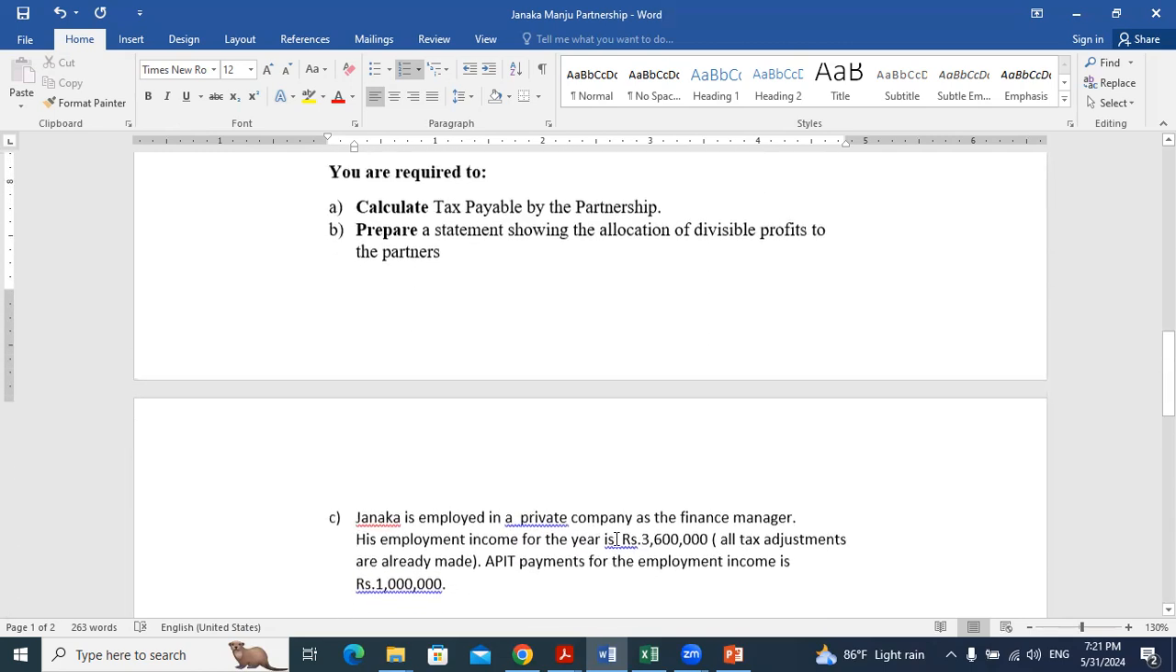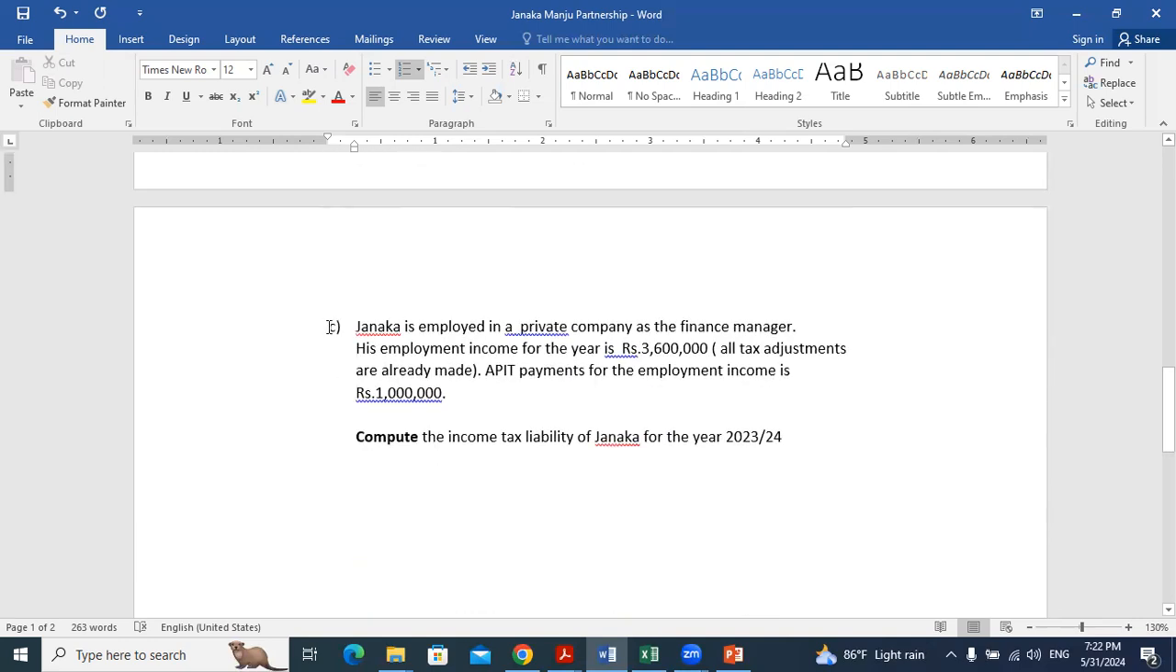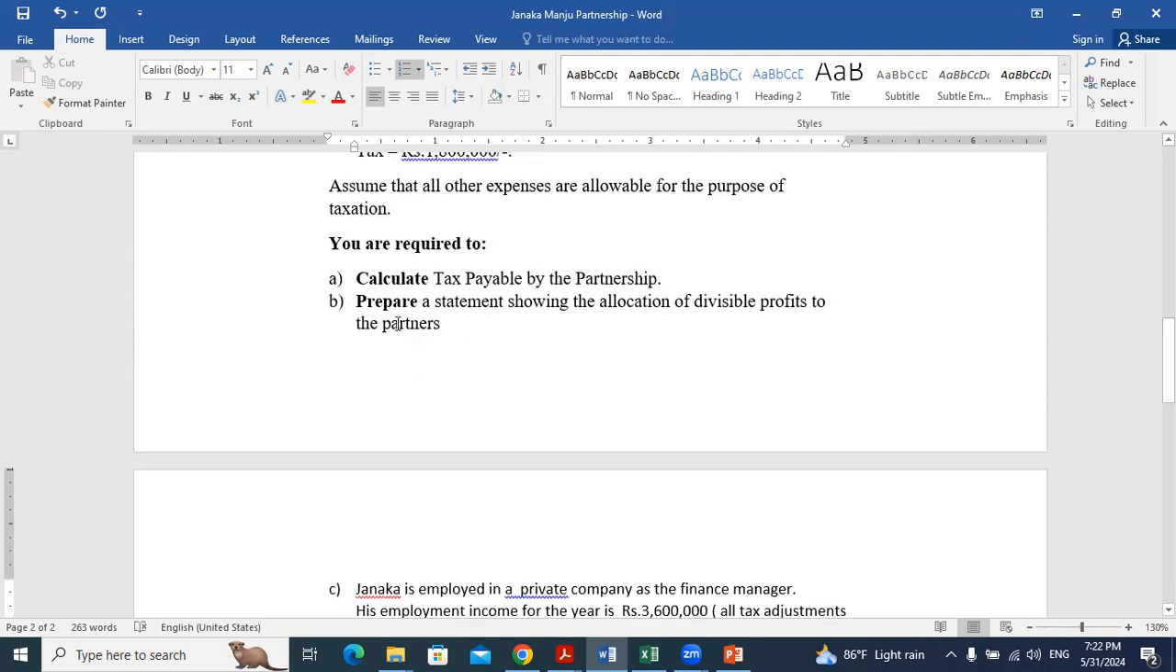We have three requirements. One is to calculate the tax payable by the partnership. The second one, prepare a statement showing the allocation of divisible profit to the partners. Third one, the tax computation of the individual partners. So before coming into this, we'll read this later. We'll try to work out the first one and the second one, A and B.